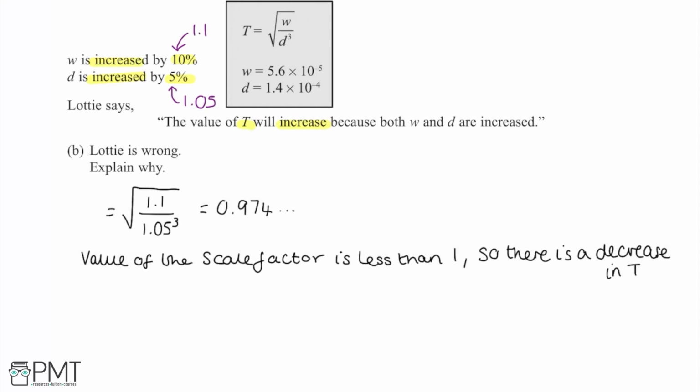Alternatively, we could have gone about this by taking the original values for w and d, multiplying them by their scale factors, and then substituting them in to find the actual value of t once these increases in w and d have been made. You'd then get a value for t of 4.4 times 10 to the 3, which you can see is less than the original value that was calculated for t, which was 4.52 times 10 to the 3. So you can see that t is decreased. The marks here: the first one would be for calculating the value of the scale factor, and the second mark is just for justifying that with a few words at the end.